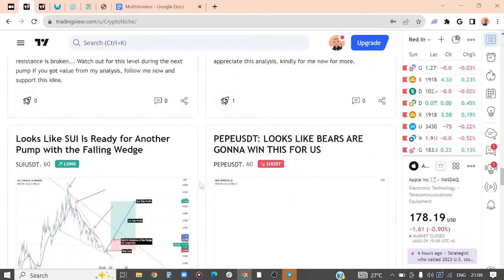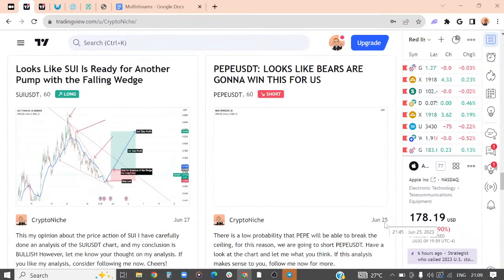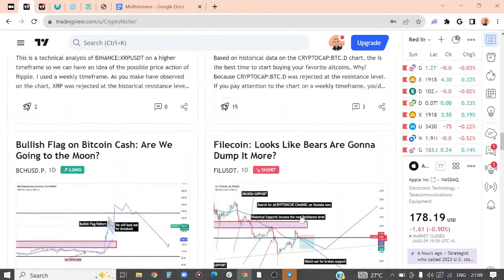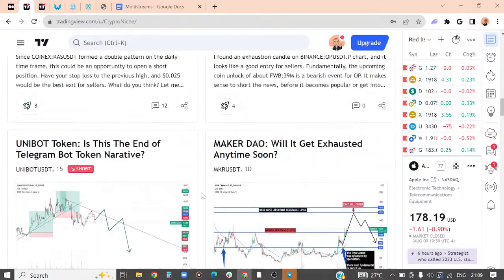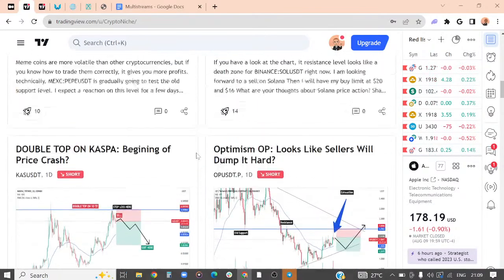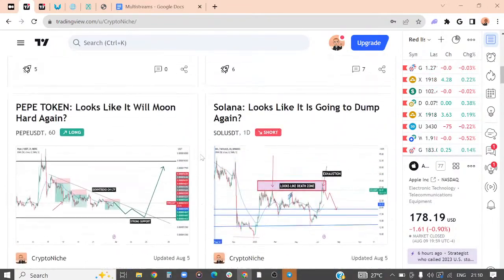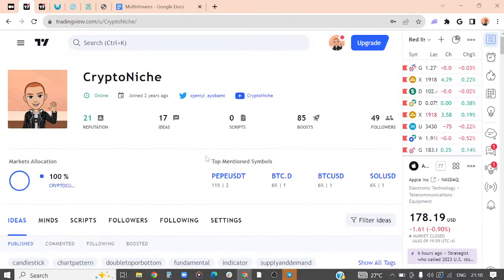PEP. If you look at this, June 25, I've been interested in PEP. I opened a short position on June 25, on the 1 hour time frame right there. Can you see it? I've really been interested in PEP because I knew that the hype was crazy. If it's going to pump, it's going to pump hard, and if it's going to dump, it will dump massively. So now I'm going to be having a look at PEP again. You can see the top mentioned symbols that I've mentioned: PEP, BTC, Bitcoin and Solana. Just to show you that I'm really interested in PEP.